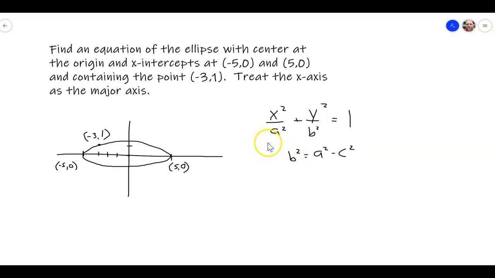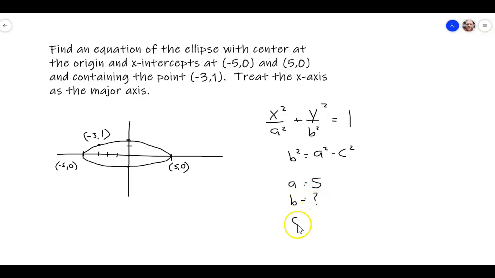So the a is going to be the distance that you go out in the major axis direction. So in this case, it's going to be 5. So a is equal to 5 because we went out 5 in the major axis direction here. b is going to be the values for the intercepts on the non-major axis, the minor axis. So we don't really know what these are yet, so b is kind of unknown.